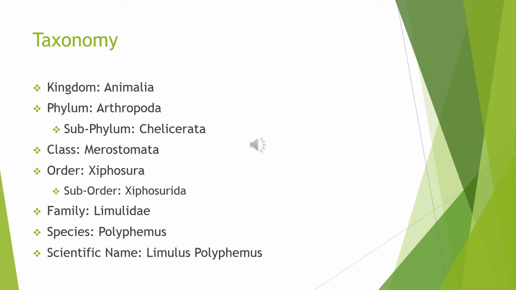Below are the basic taxonomic levels of the horseshoe crab. It's in the Animalia kingdom. Its phylum is Arthropoda. The subphylum is Chelicerata. Its class is the Merostomata. Order is the Xiphosura. The suborder is the Xiphosurida. Its family is Limulidae, the species is Polyphemus, and the horseshoe crab's scientific name is Limulus polyphemus.